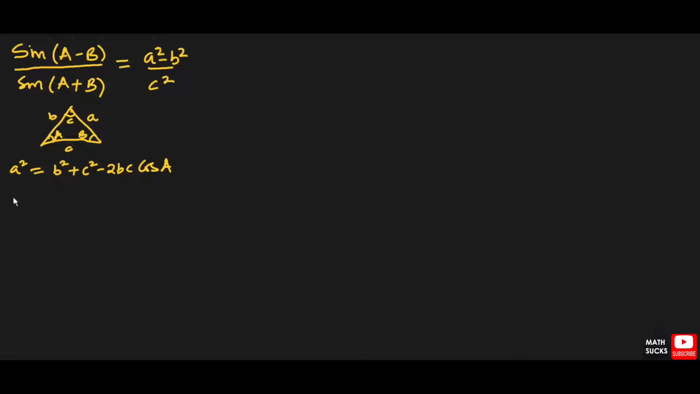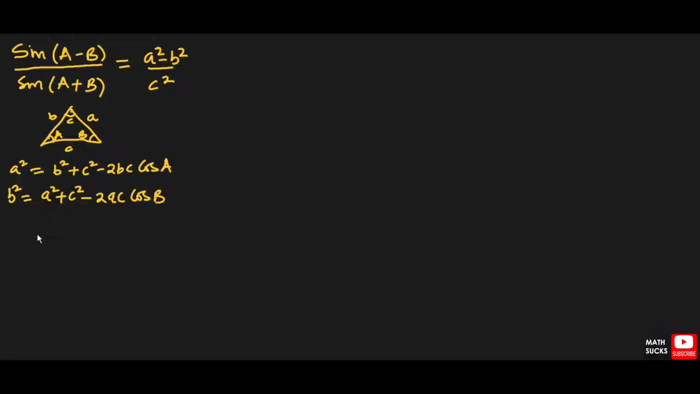For example, for the angle B, we can say b squared is equal to a squared plus c squared minus 2ac cosine of B. So I'm rewriting these two because I'm only interested in angles A and B, and then c will just come in automatically as the length of the third side of the triangle.